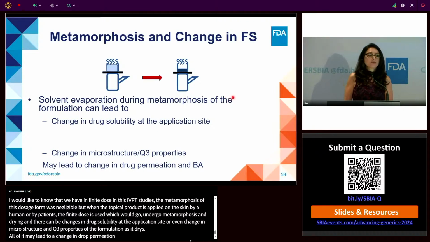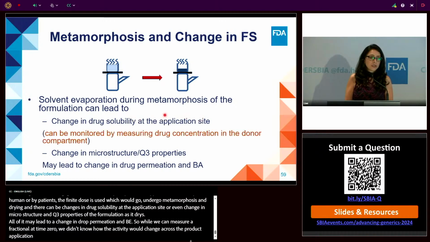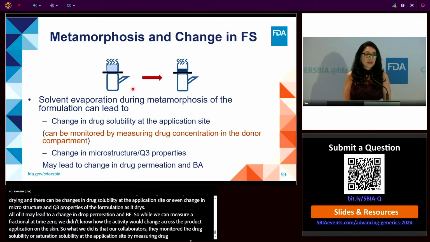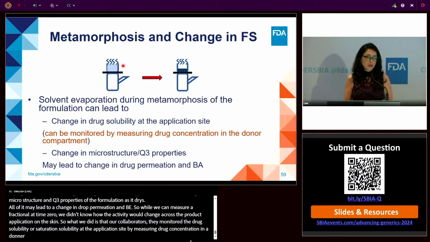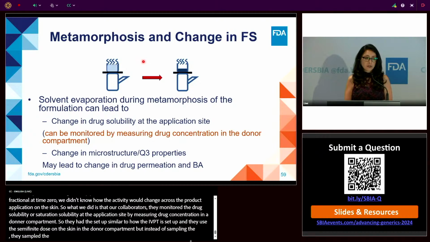So while we can measure fractional solubility at time 0, we didn't know how this fractional solubility or thermodynamic activity would change across the product application on the skin. So our collaborators monitored the drug solubility or saturation solubility at the application site by measuring drug concentration in a donor compartment. They basically had the Franz diffusion cell set up similar to how the IVPT is set up, and they used a semi-finite dose on the skin in the donor compartment, but instead of sampling the receptor compartment, they sampled the donor compartment and measured drug concentration at different time points.